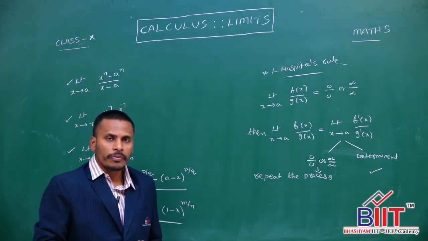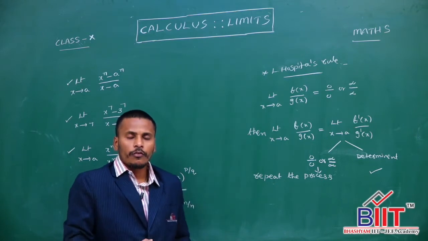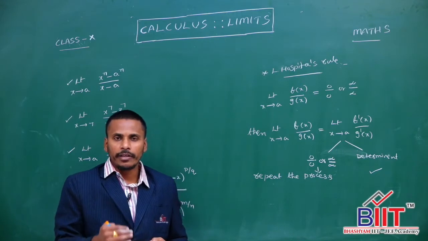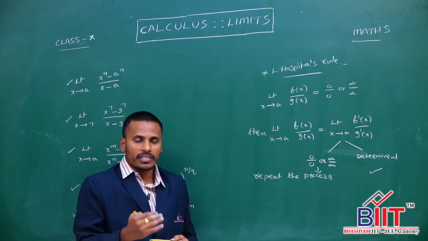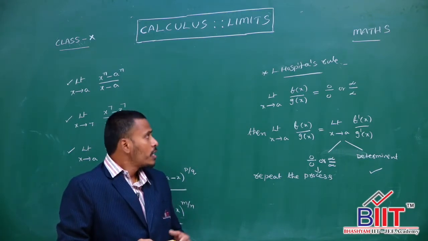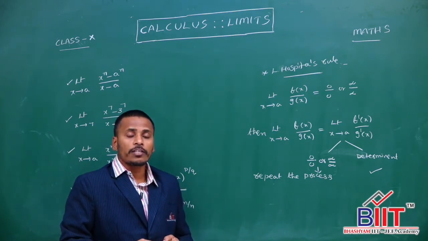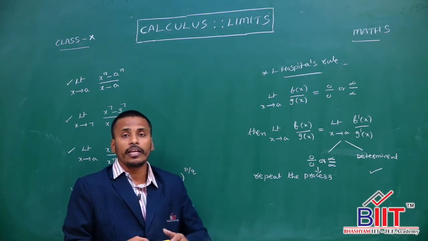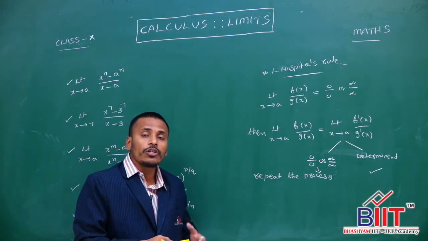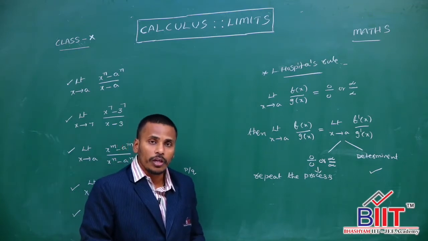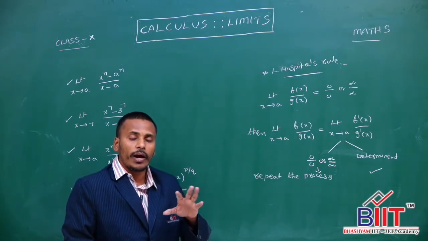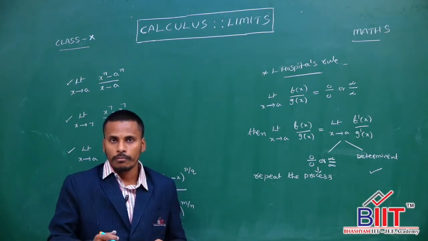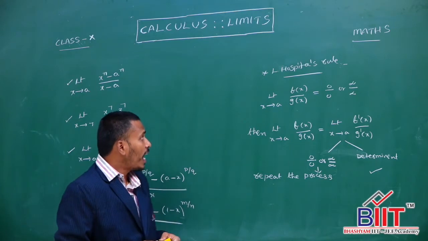Let us look at L'Hospital rule, which we are going to use to generate different standard limits and to solve many problems, on the slide on your screen. If limit x tends to a of f of x by g of x is an indeterminate form, either 0 by 0 or infinity by infinity, then the limit value is equal to limit x tends to a of the derivative of the numerator divided by the derivative of the denominator, till we get a determinate form. We repeat the process. Just have a look here.